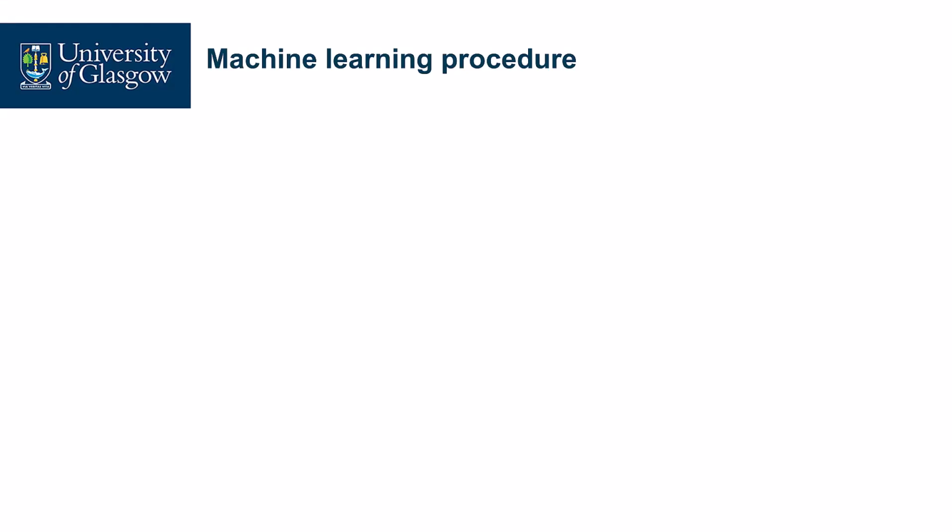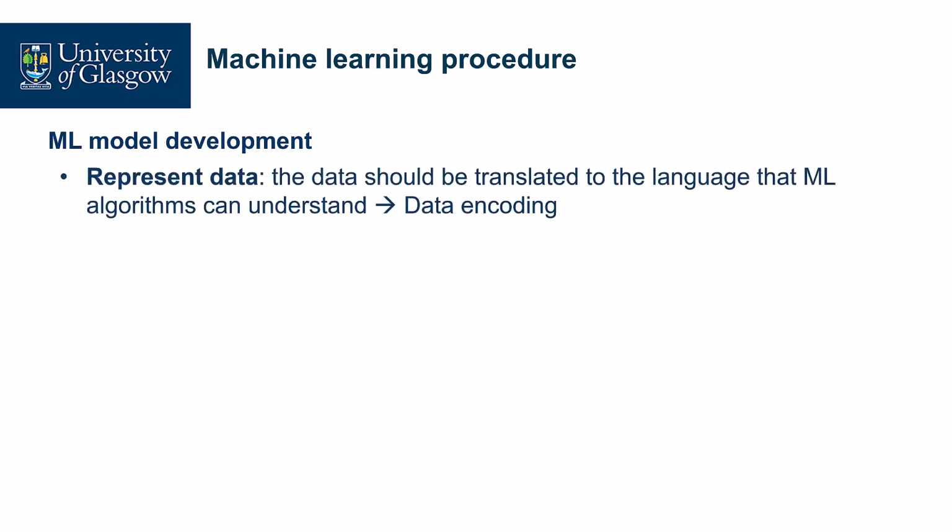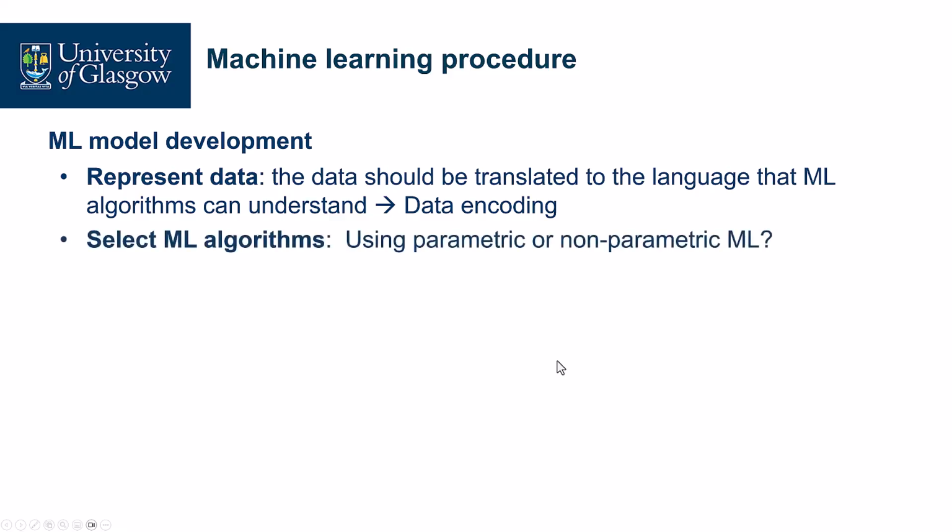First, let's review the machine learning procedure, right? So how to develop a machine learning model? We can say we have the following steps. The first step, we need to represent the data. So the machine learning model must understand the data. So this step is to translate the data to the language that the machine learning algorithm can understand. We call this data encoding. Then after this step, we can select the machine learning algorithms.